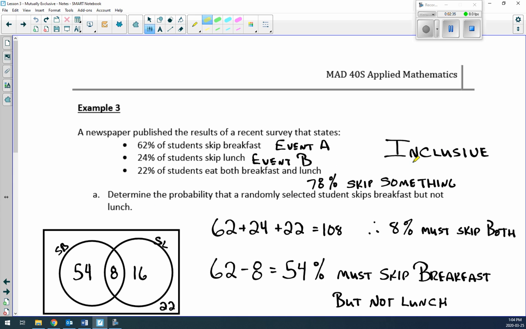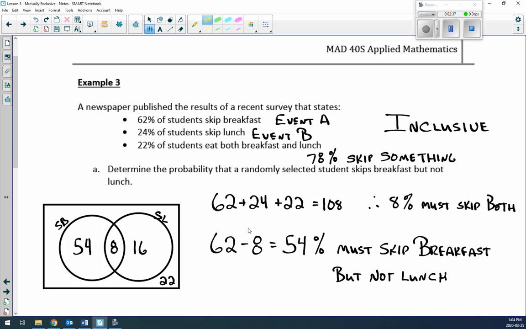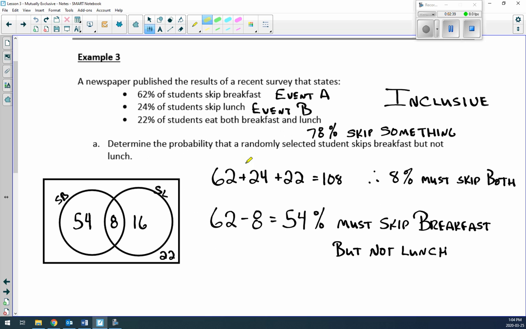These are inclusive, right? So what we got to do is we got to look at, okay, so determine the probability that a randomly selected student skips breakfast but not lunch. Breakfast but not lunch. So we're looking for breakfast but not lunch. So you'll see we have the number here already, but I'll show you how to get there. So how do we get the 78? Well, 22% of students eat both breakfast and lunch, so 78 skip something.